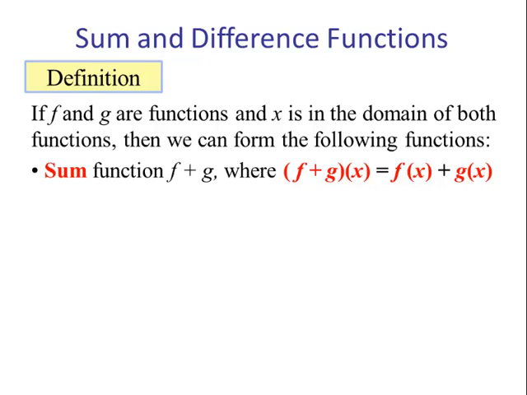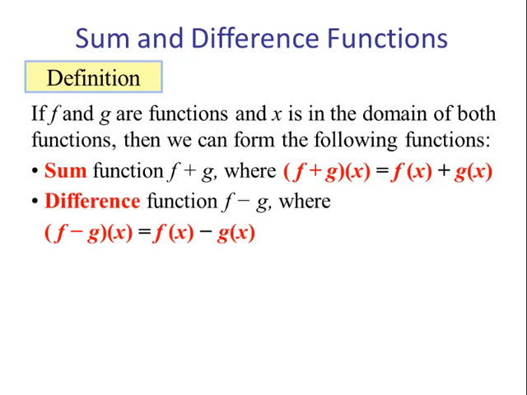If f and g are functions and x is in the domain of both functions, then we can form the following functions. The sum function, which is denoted f plus g, where f plus g of x is equal to f of x plus g of x. So basically this is saying we take one function, we add another function, and we get a new function called the sum function. The difference function is denoted f minus g, where f minus g of x equals f of x minus g of x.